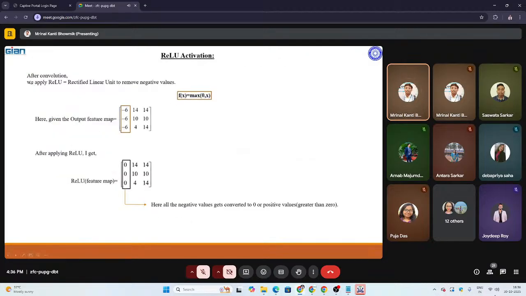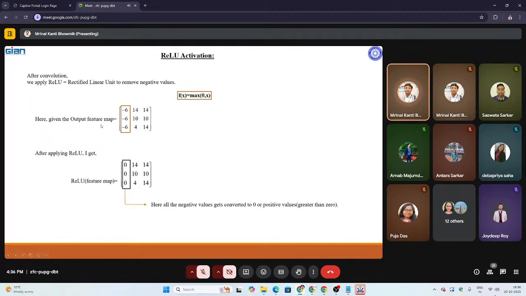What is ReLU? After convolution, we apply ReLU, that is the rectified linear unit. It is generally used to remove the negative values. This is the formula for ReLU. It converts the negative values to zero and keeps the positive values as they are.